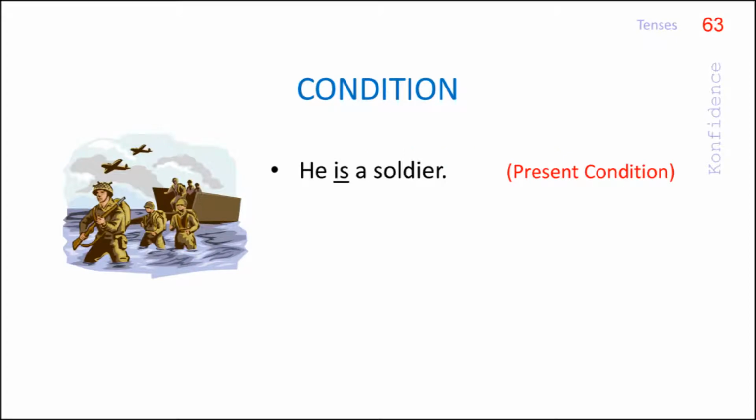Now let us look at the examples of these. The sentence he is a soldier shows the present state or condition of he. The person referred in the sentence, that is, he, is a soldier now at the time of speaking. But in the sentence, he was a soldier, he is no longer a soldier. The person might have retired from military service.